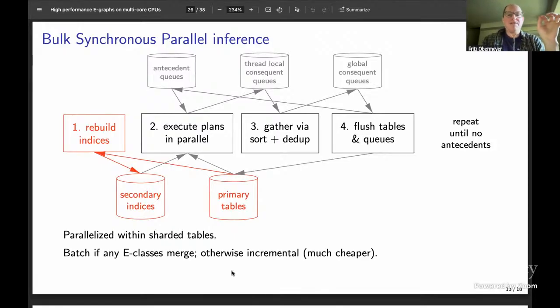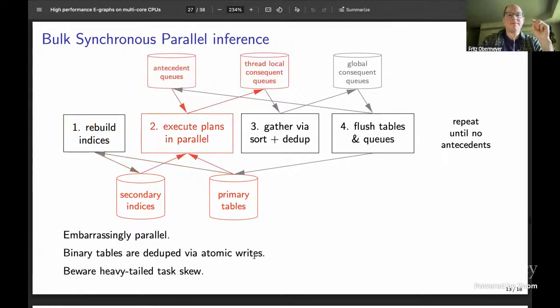It's much cheaper if possible, but I haven't implemented the complex incremental update logic for when there was a recent merger. So then I fall back to the expensive rebuild. So that's another reason I try to avoid E-class mergers as much as creating new E-classes, and try to avoid mergers as much as possible, because the incremental build is much cheaper.